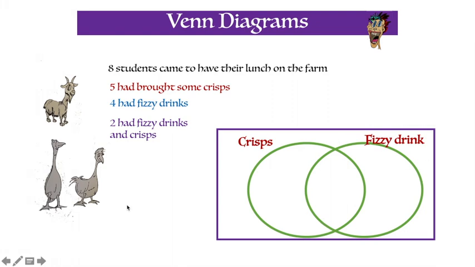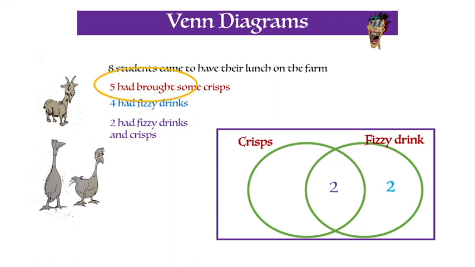Now, in order to do this, we always go from the inside out, and we start with the "and" word, and that's really key to solving these problems. Always start from the inside out. So 2 have fizzy drinks and crisps. Now, think about this. If 4 had fizzy drinks, we've already accounted for 2 of them, so how many are there left over? 2. Now you can see there are 4 in total that had fizzy drinks.